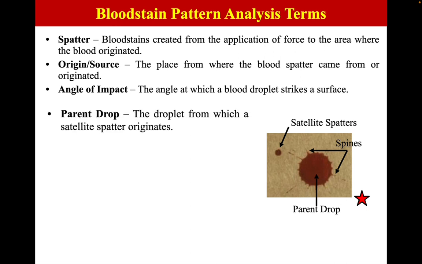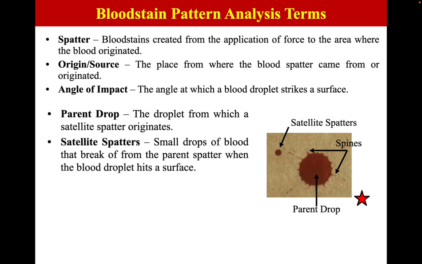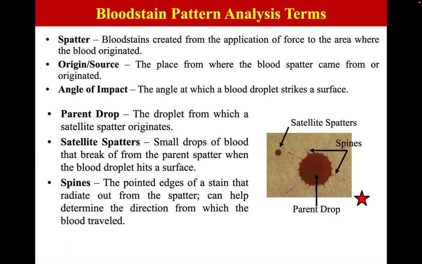Parent drop, this is the droplet from which a satellite spatter originates. So you see in the image to the right, the parent drop is going to be the main component of the blood drop, and then spines can come off of that. Satellite spatters are small drops of blood that break apart from the parent spatter when the blood droplet hits a surface. And you can see that in the picture to the right as well. You get a little satellite spatter to the left of the parent drop. Spines are the pointed edges of a stain that will come out from the parent drop, kind of radiate out like rays of a sun, and they can help determine the direction from which the blood traveled.